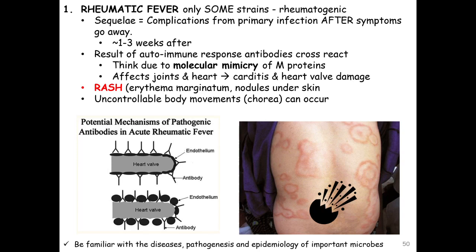In some cases, you get this rash, and so just think redness, yeah? Erythema marginatum, so erythema just means red. It has these weird margins, so it's pretty distinctive looking rash. Also in small children, more likely you get chorea, which is just twitchy, uncontrolled body movements, can also occur.